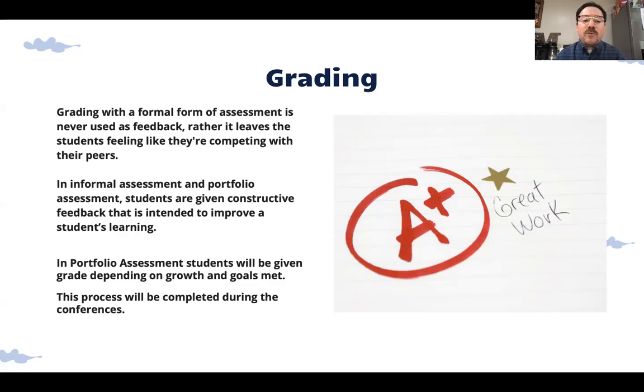The reason why I like informal assessment and portfolio assessment is because students are given constructive feedback that is intended to improve the student's learning. Again, fully based on growth, building on students' prior knowledge, and continue to do that until the student understands and the student can communicate. And more important, the student can learn and be successful. In portfolio assessment, students will be given grade depending on their growth and goals met. The process will be completed during the conferences.